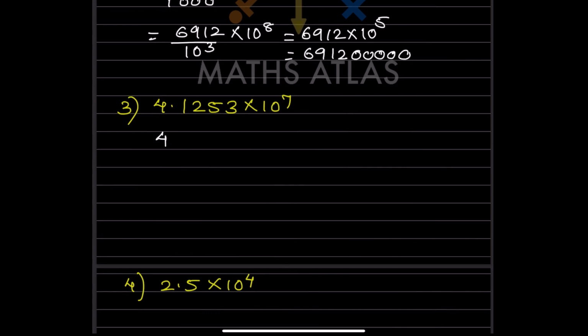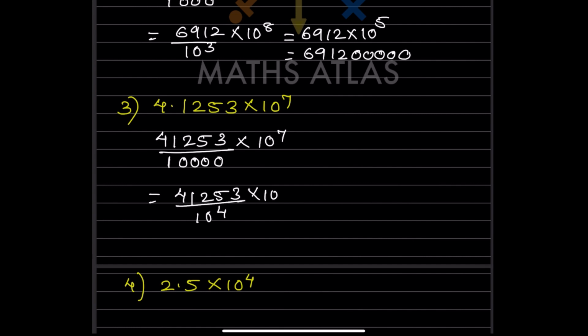After decimals, how many numbers do we have? 1, 2, 3, 4. So we'll write here the whole number first without a decimal. That is 41253 divided by how many zeros? That is 1, 2, 3, 4 into 10 raised to 7. So this can also be written as 41253 divided by 10 raised to 4 into 10 raised to 7.